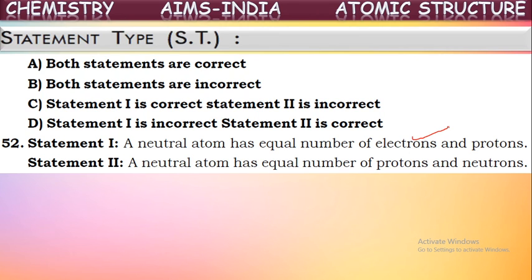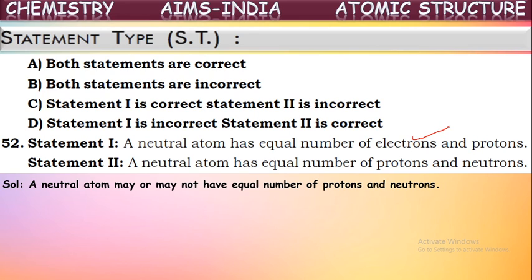Many atoms do not have the same number of protons and neutrons. It is not always true. So it is an incorrect statement. A neutral atom may or may not have an equal number of protons and neutrons. So this is incorrect. So we get C. Statement 1 is correct, statement 2 is incorrect. Next question.